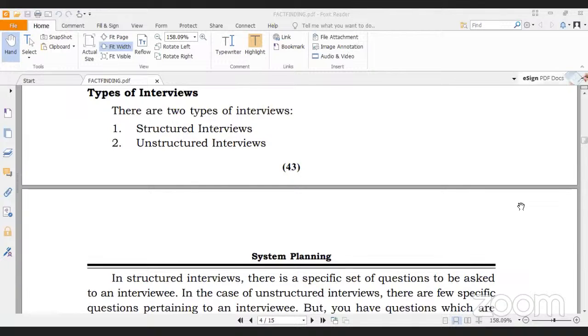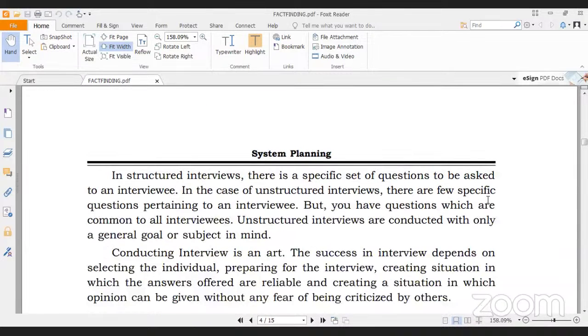So like that, the interviews will be done, structured interviews or unstructured interviews. In structured interviews, there is a specific set of questions to be asked by the interviewer to the interviewee. I mean, specific, like this classroom is a structured classroom because you have a specific syllabus. I am following, you are also following. Okay, but unstructured interviews are where the question totally depends upon the interviewer.